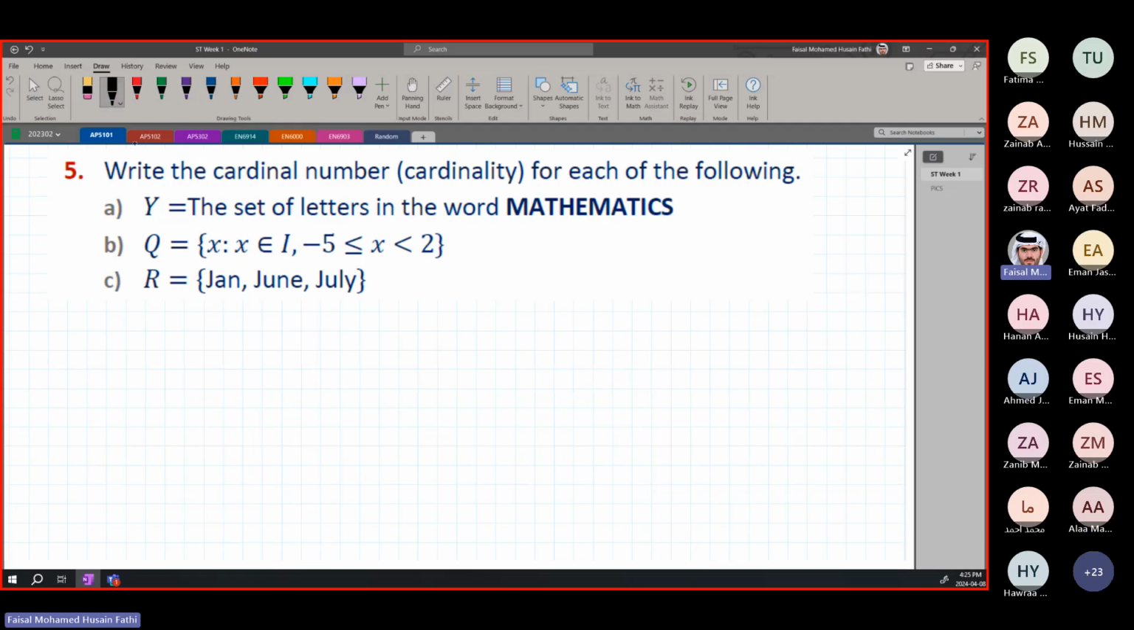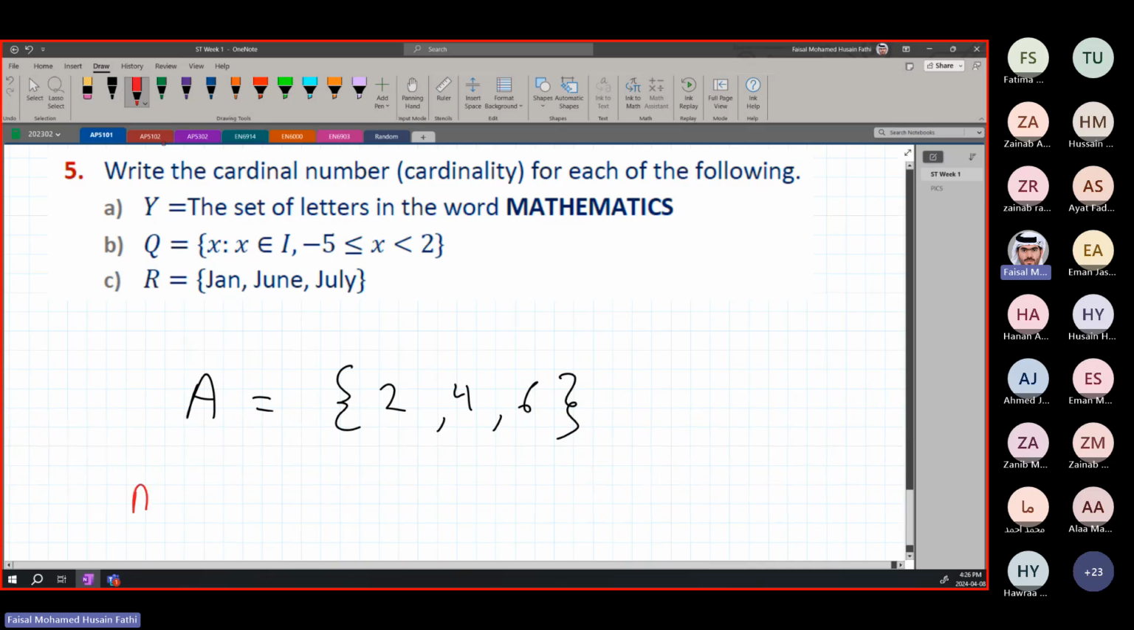Let's say A is equal to {1, 2, 3}. Let's actually give it {2, 4, 6}. So the cardinality or the cardinal number of A will be given in this way. n(A) is equal to 3. What does this mean?